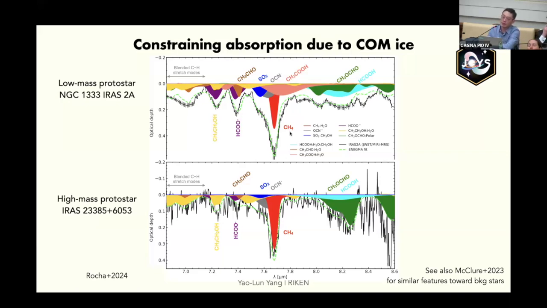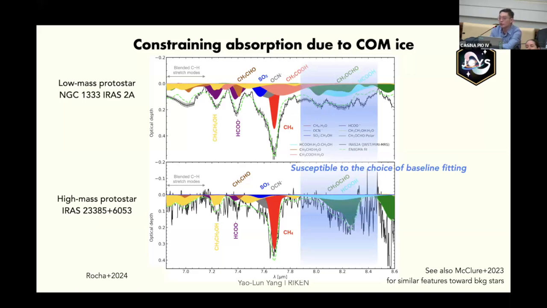found that they can be reproduced by a combination of various different complex organic molecule ices. So this is really the first time we can quantitatively measure what kind of ice is coming from a complex species and how much there is. And they also see that some parts of these absorption features are really susceptible to the choice of baseline fitting. So there are a lot of systematics going on here. And in their paper, they go into great length discussing all the systematics affecting the result.